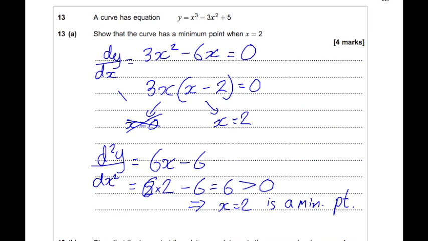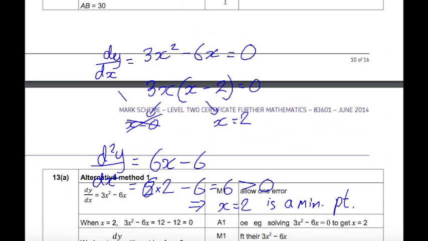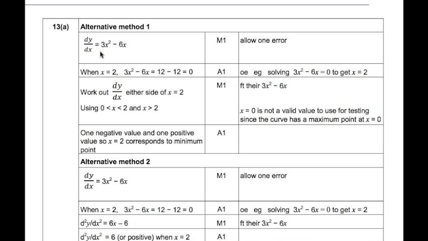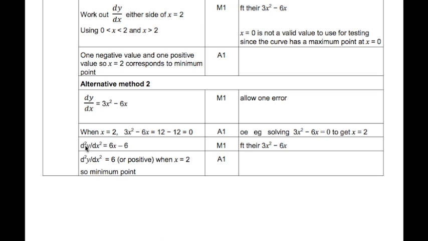So looking at the mark scheme, you get a mark for the derivative when x equals 2. Instead of solving it, they've just subbed in 2 to show it's 0, and then worked out dy by dx either side. And you see our alternative method here is using the second derivative.